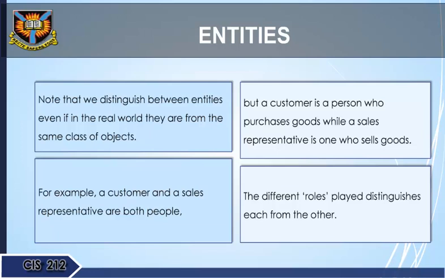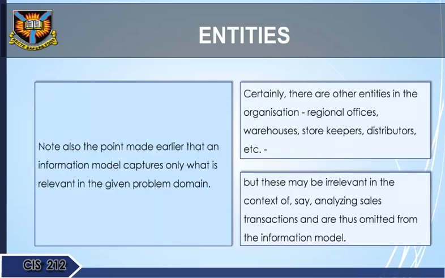For example, a customer and a sales representative are both people, but a customer is a person who purchases goods, while a sales representative is one who sells goods. The different roles they play distinguish each from the other. Note also the point made earlier that an information model captures only what is relevant in the given problem domain.